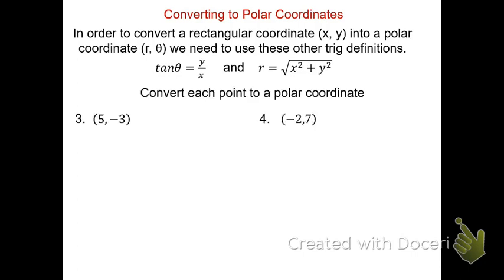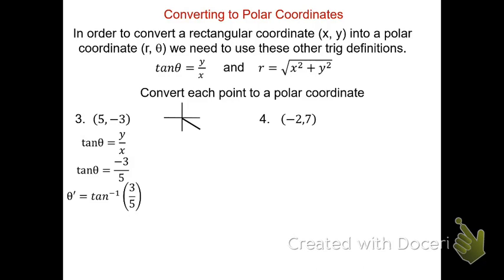Two examples. The first one, we're going to plot the point 5, negative 3. Now 5, negative 3 is over in quadrant 4. I'm going to take tangent, and I'm going to say tangent of theta is y over x, which means tangent theta is negative 3 over 5. I'll take the inverse tangent to find theta prime, and here's where it gets a little bit more difficult.